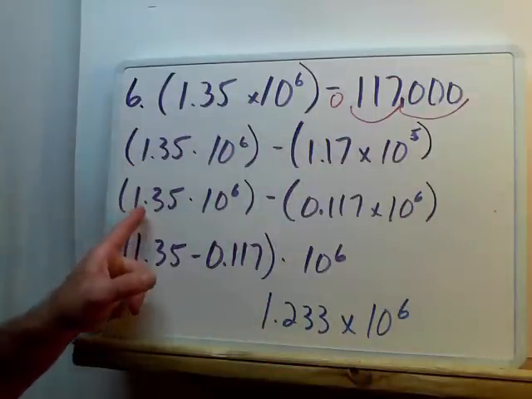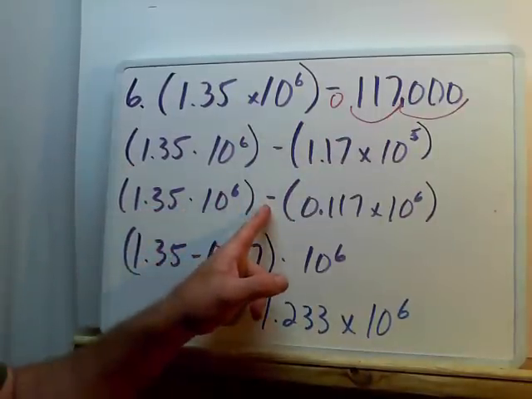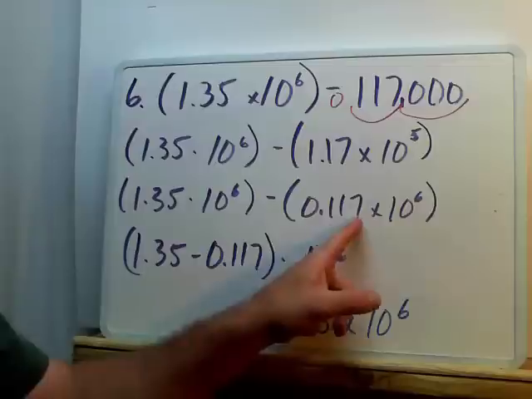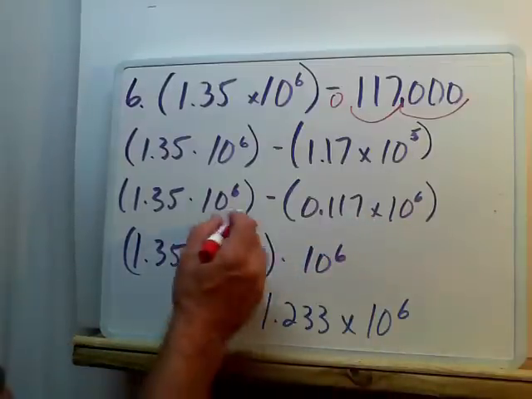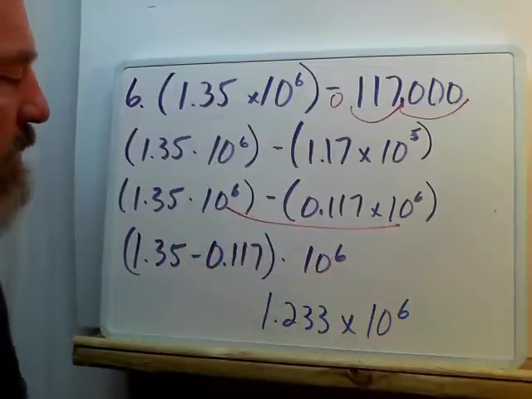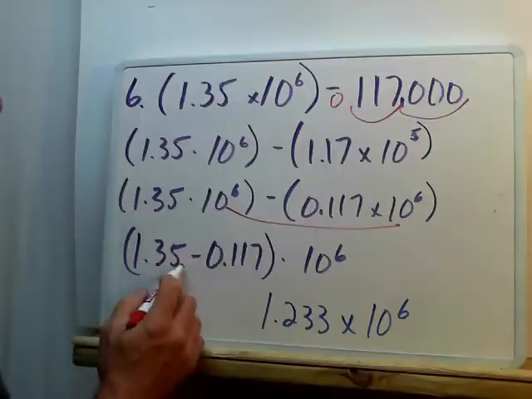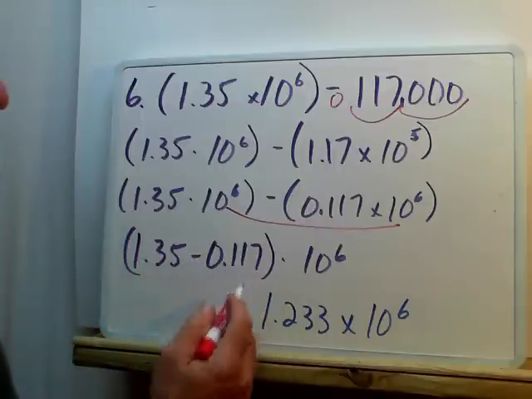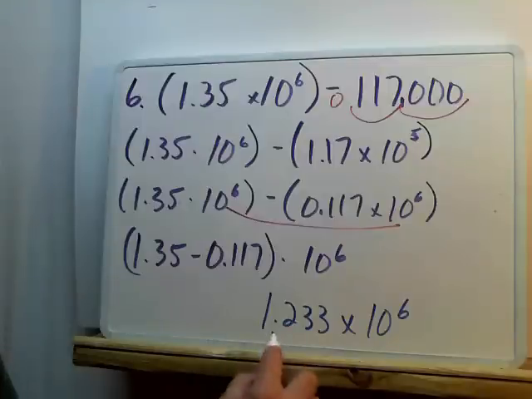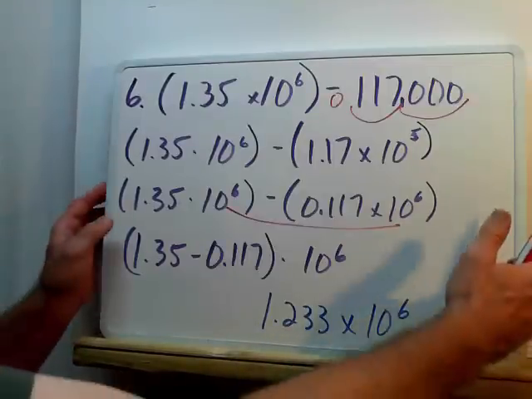So we have 1.35 times 10 to the 6th minus 0.117 times 10 to the 6th. So our common factor here is 10 to the 6th, and we have 1.35 minus 0.117, and we get 1.233 times 10 to the 6th for our final answer.